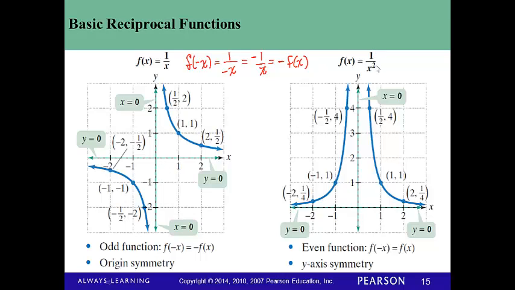f of x equals 1 over x squared. Well, it's an even function. So again, if you were to plug in f of negative x, so everywhere you see an x, make it negative x. Well, that's 1 over negative x squared, which is still the same as 1 over x squared, which is f of x. And it has y-axis symmetry. You notice that they look like mirrors. It's like a flip over the y-axis.